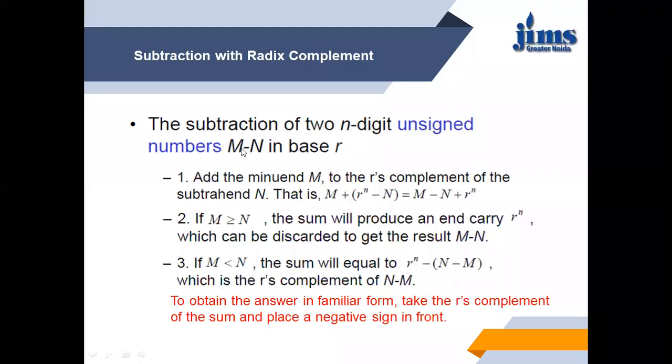So what does it mean? Suppose m is 5 and n is 3. So 5 minus 3 is 2. That is the case where the resultant will be positive. So whatever the carry is, we discard the carry, and the resultant n digits are your result. Now in the same case, if m is 3 and n is 5, then the resultant 3 minus 5 should be minus 2. That is the third case. So in this case there is no carry, and we again take the r's complement of the sum and put the negative sign.